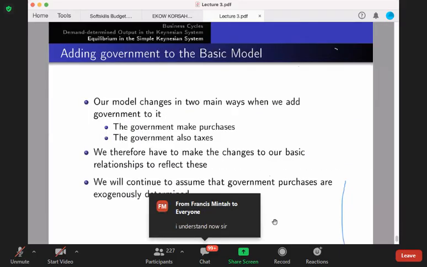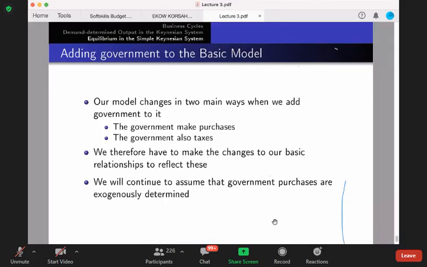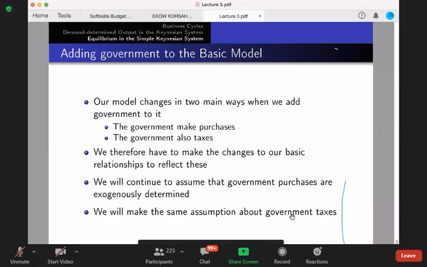All right. So now let's add government. The moment we add government, we've complicated things a little bit, simply because the government spends, and government finances that spending through taxes. So now let's complicate the model a little bit. Please try and get these very simple ones, because we'll complicate it a little bit more. We'll make the same assumption about government taxes. We'll continue to assume that government purchases are exogenously determined, and the taxes are also exogenously determined.